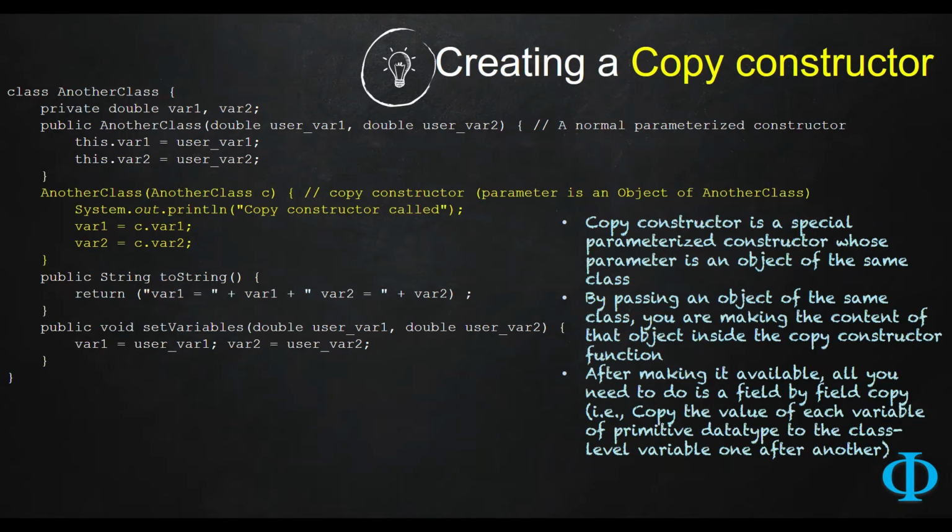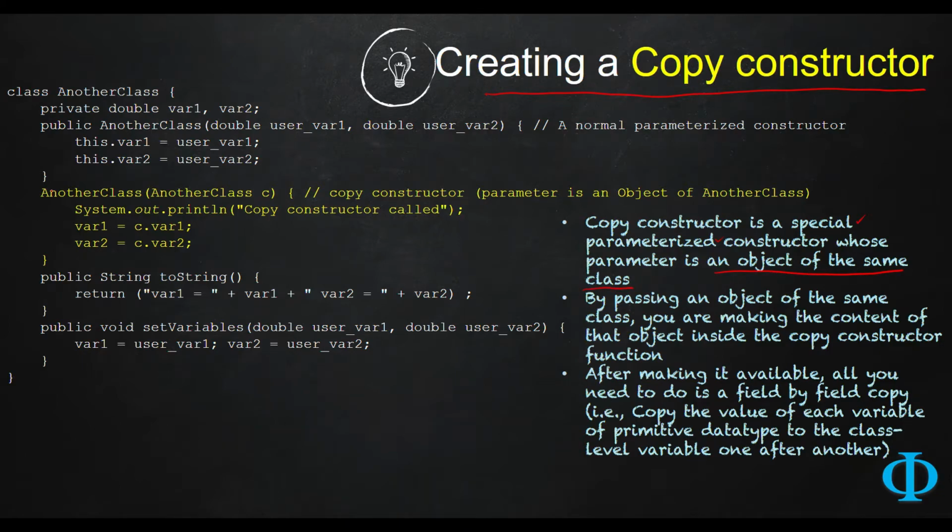So in this slide, I am going to illustrate how to create a copy constructor in Java. And in the next slide, I am going to illustrate how to call this copy constructor that we will create in this slide. So let us see how to do that. A copy constructor, as I have mentioned earlier, is basically a very special type of parameterized constructor whose parameter is basically an object of the same class.